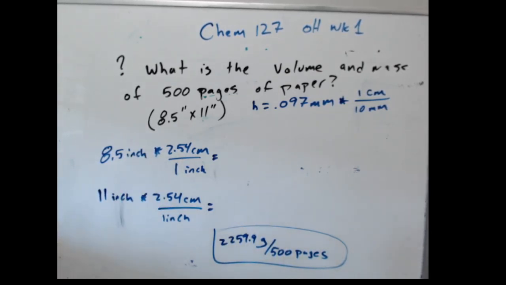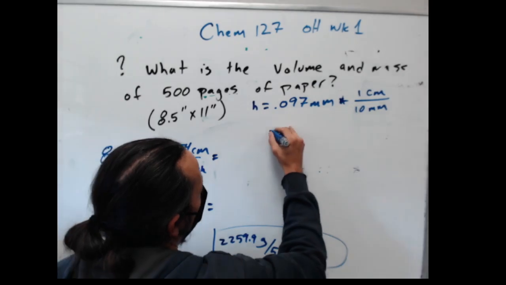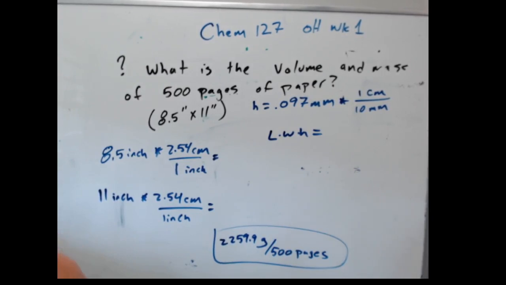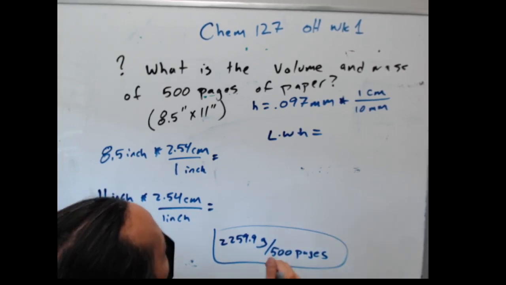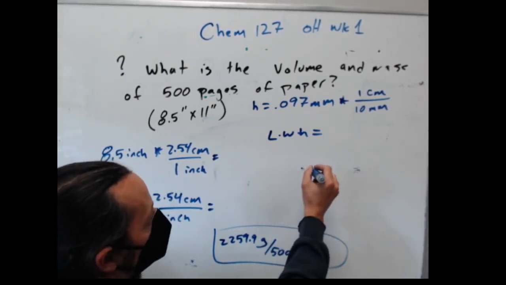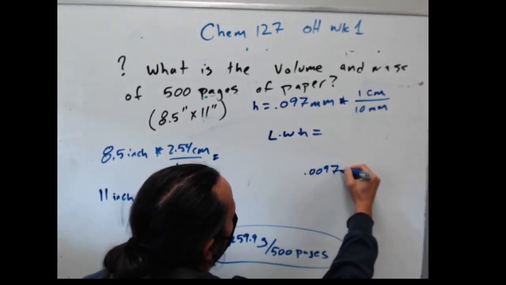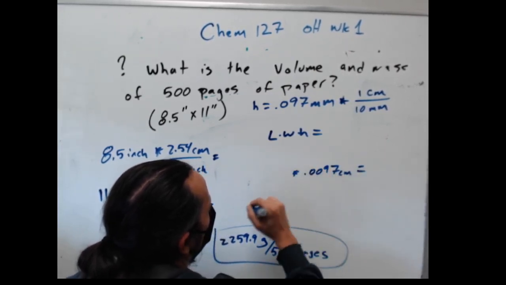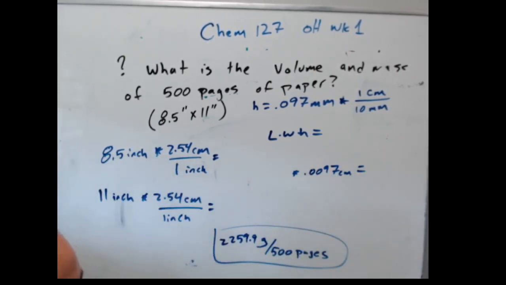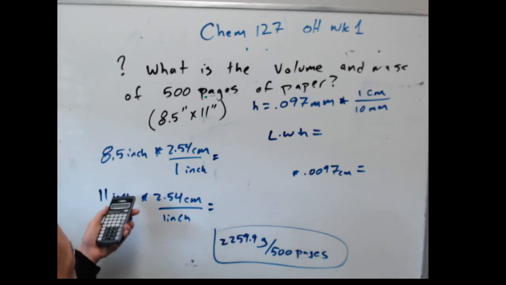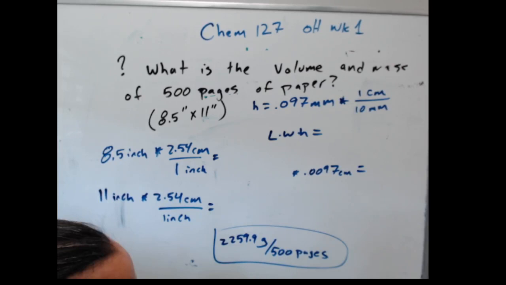So let's just do all these numbers, and then we're just going to do length, width, height is going to give us our volume. Someone get length and width. I'll get height. That's going to be 0.0097 centimeters. Anyone get length yet? Length is which one? Either one, just the 8 or the 11. I was thinking the 8 was the width and the 11 was the length, but either one works.